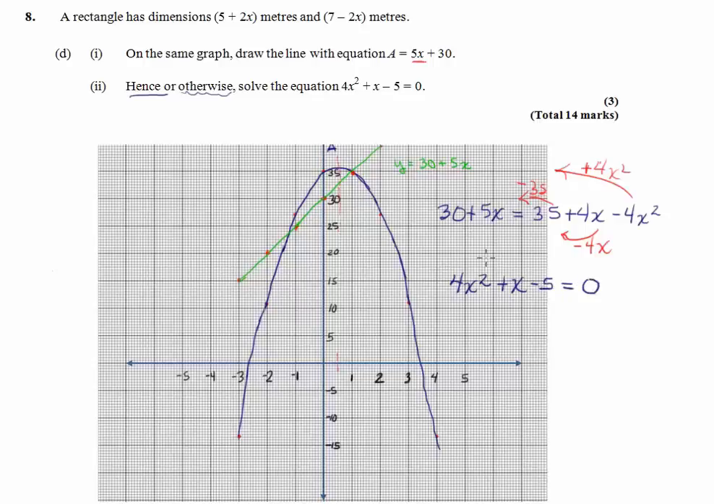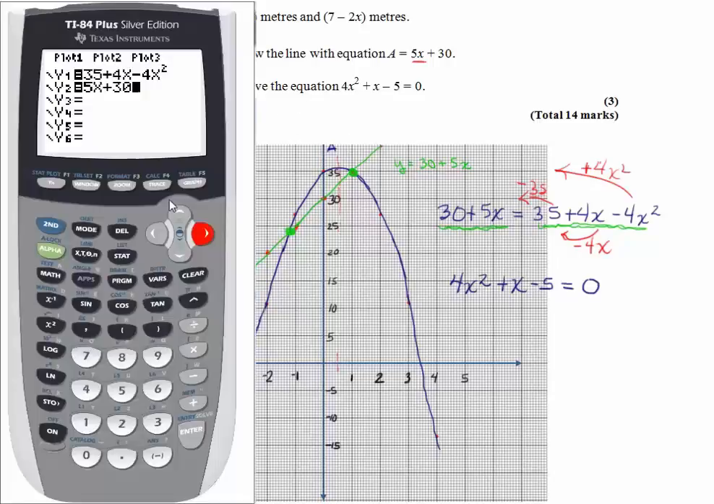And so the "hence", using what I've already done, what they've really asked me to do is find out where these two equations, the 30 plus 5x and the quadratic 35 plus 4x minus 4x squared, intersect. Where are they equal to each other? And so we have one point and somewhere down there. Now that first point looks pretty obvious, but what I'm going to do is go to my calculator to make sure that I have it exact.